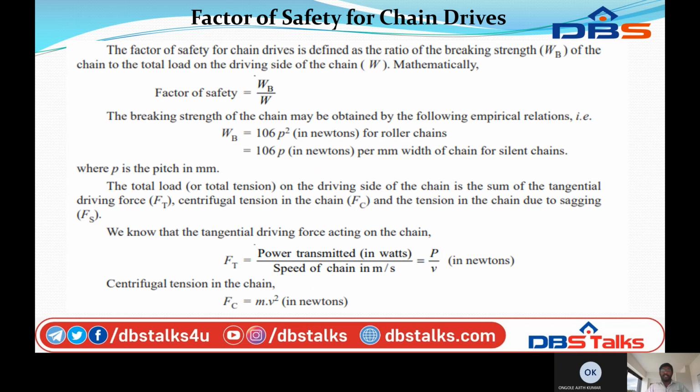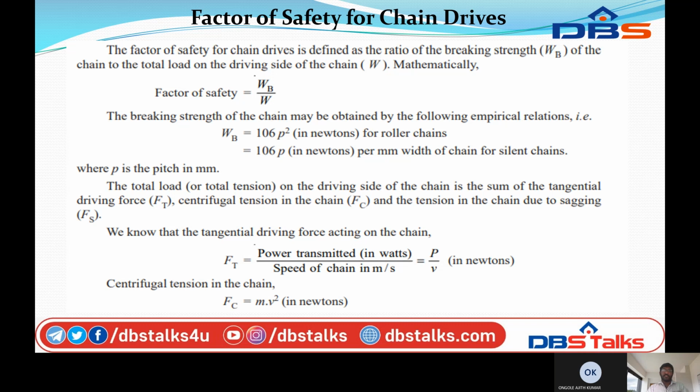Factor of safety for chain drives. The factor of safety for chain drives is defined as the ratio of the breaking strength WB of the chain to the total load on the driving side of the chain W. So mathematically, factor of safety is equal to WB by W.